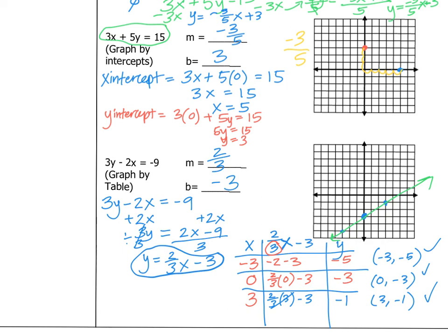Okay guys, so when we were graphing by table for this one, we used our denominator to help us because it's a fraction. However, if you don't have a fraction as your slope, then what you're going to use, and I'm going to write this in green, is negative 1, 0, positive 1. However, if you have a fraction like we did for this one, then you're going to use the negative version of your denominator, 0, and the positive version of your denominator.